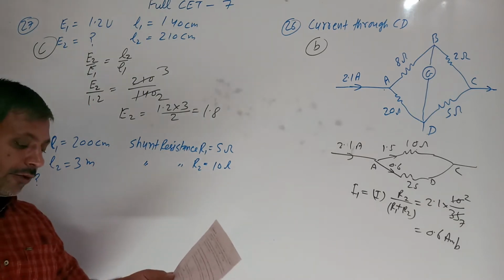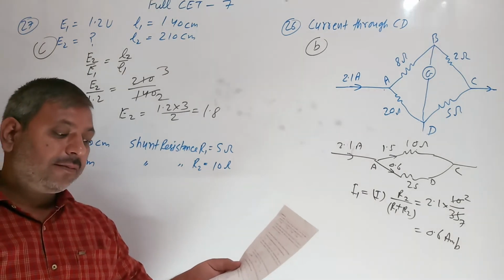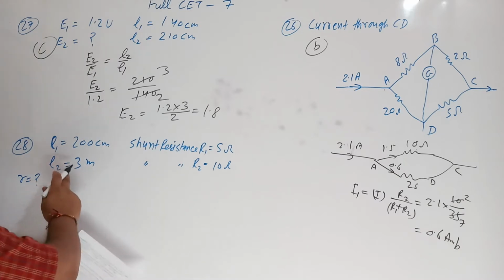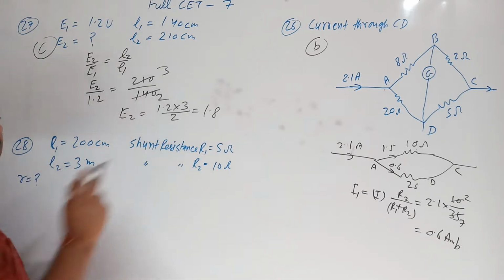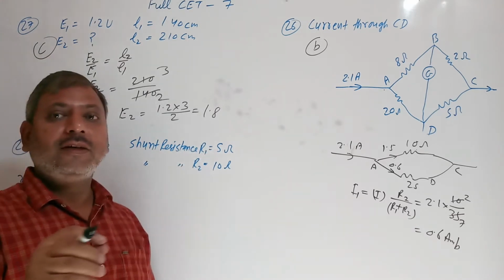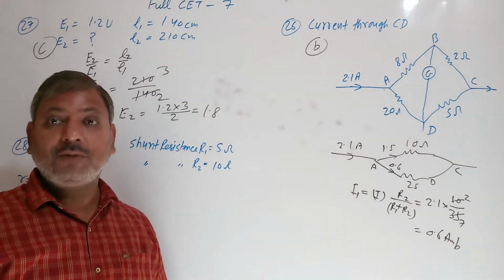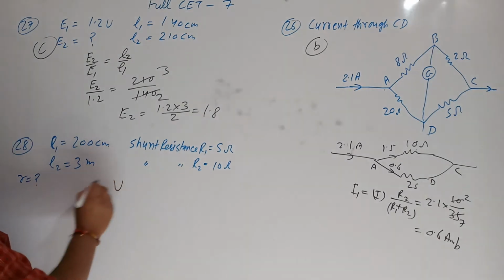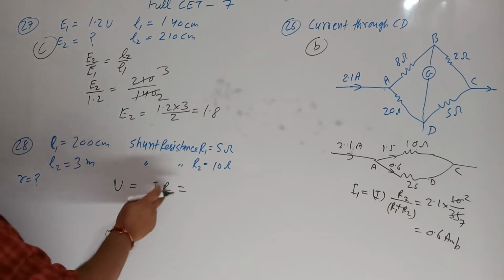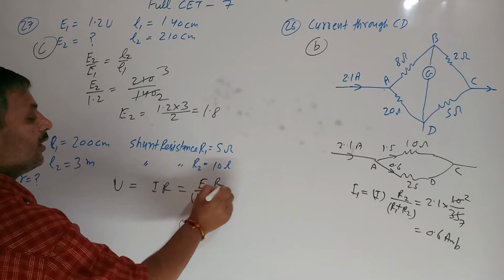Now question 28, very interesting. Internal resistance they want. Balance point 200 cm, shunt resistance R1. Balance point 3 meter, shunt resistance is R2. So see here, when shunt resistance we have applied, the balance point will give the potential difference, potential drop. So V is equal to what? IR. R is shunt resistance and I is equal to what? E upon R plus r, internal resistance.